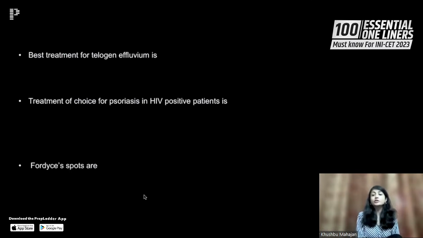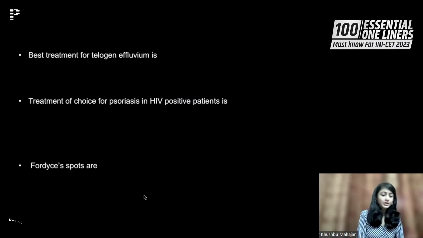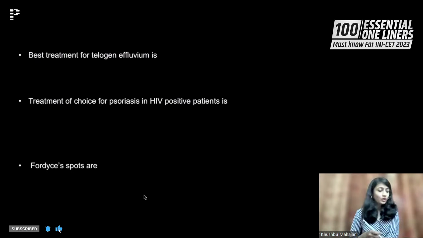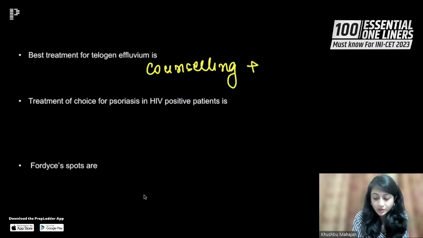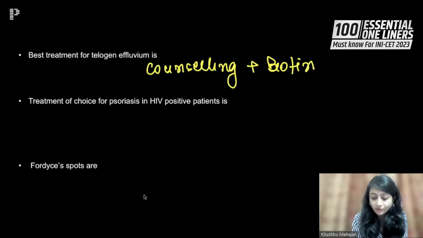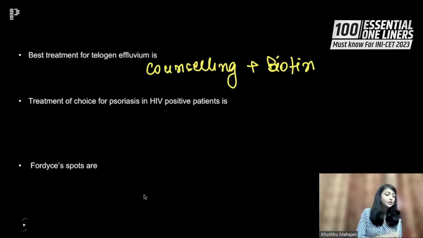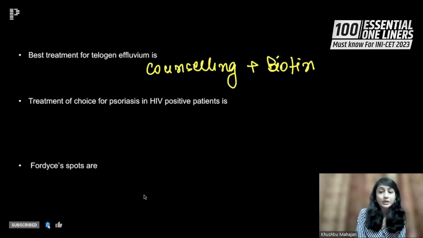Best treatment for telogen effluvium is. What is the best treatment for telogen effluvium? Let's be quick now. Okay. So best treatment for telogen effluvium is counseling and biotin because it resolves on its own. So you do not need any treatment. And if you have to give anything, you give multivitamins like biotin. So absolutely right, counseling.